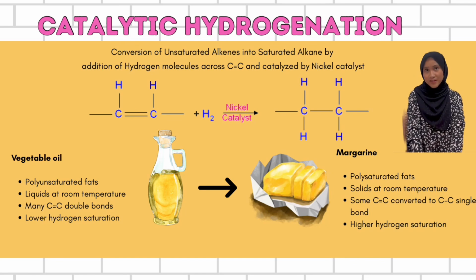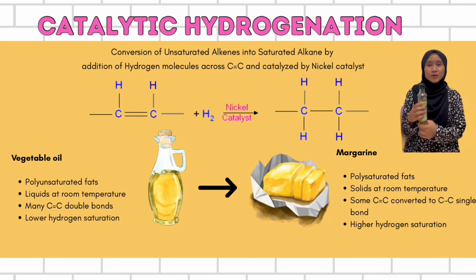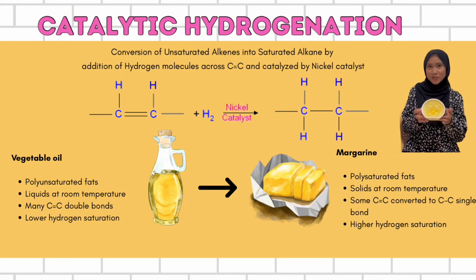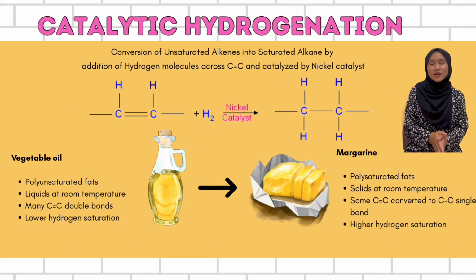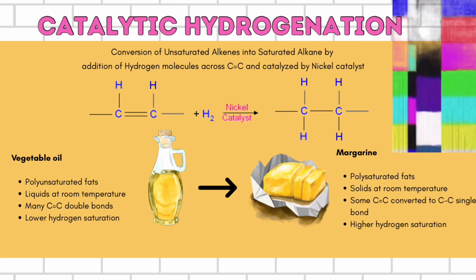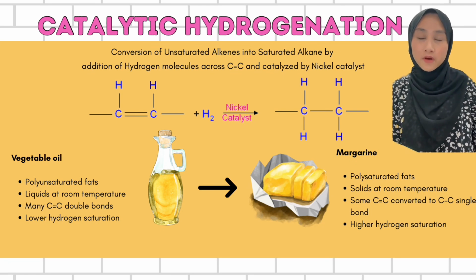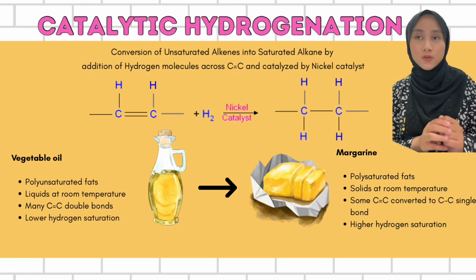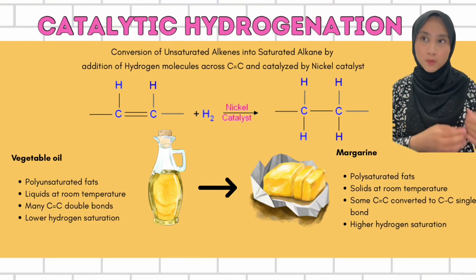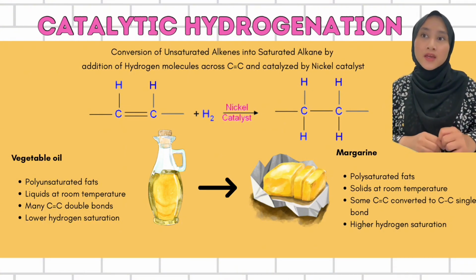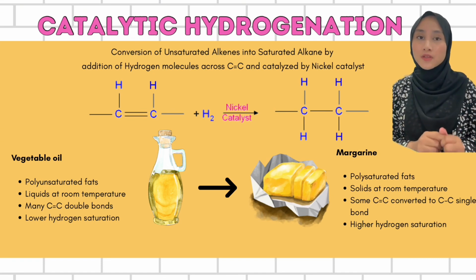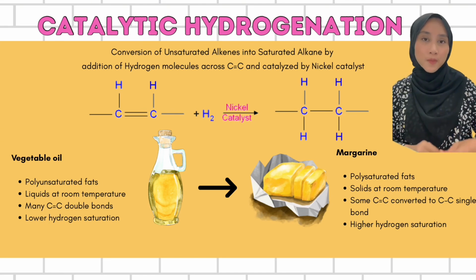Have you guys ever wondered how vegetable oil, which is liquid at room temperature, will magically transform into a smooth buttery spread like margarine? The answer relies on a fascinating chemical process called catalytic hydrogenation. This process involves converting unsaturated alkenes into saturated alkanes by adding hydrogen molecules into the carbon-carbon double bond using a nickel catalyst. It's a perfect example of organic chemistry in action, altering molecular structure to change physical properties.